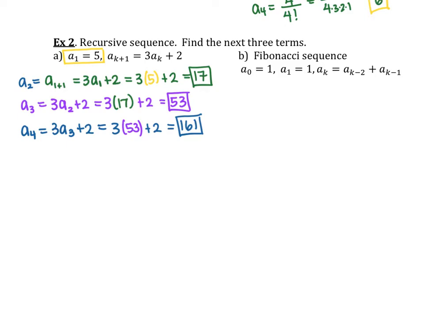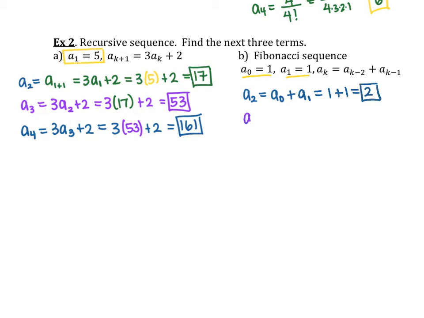So I have the 0th term, first term. I want the second term. According to this rule, that's going to equal 2 minus 2, the 0th term, plus 2 minus 1, the first term. Now from my given above, I know that the 0th term is 1 and the first term is 1. So this is going to be 1 plus 1. So the second term is 2.